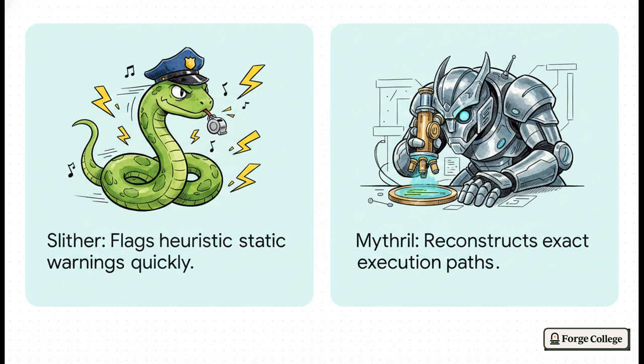On the other side, you have Mythril, the forensic scientist. Mythril takes its time. It reconstructs exact symbolic execution paths to prove exactly how a vulnerability could be triggered. When you extract a Slither JSON warning and pair it perfectly with an isolated, meticulous Mythril trace, you create bulletproof, cross-referenced evidence. It's honestly a beautiful thing.